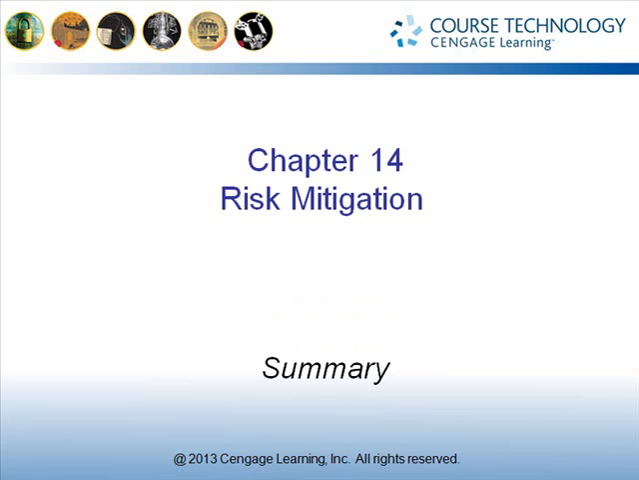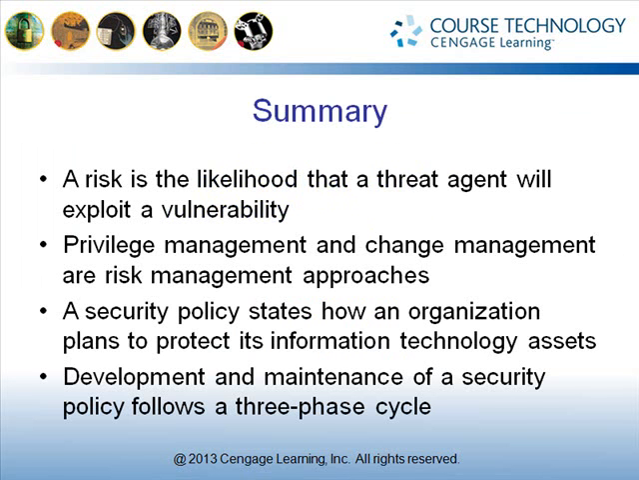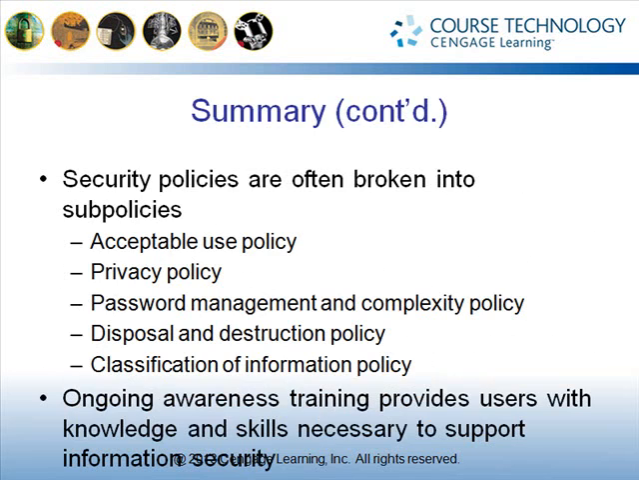Let's summarize what we've looked at in Chapter 14 regarding risk mitigation. We said that a risk is a likelihood that a threat agent will exploit a vulnerability. We've talked about privilege management and change management. We've looked at a security policy and said that it shows how an organization plans to protect its information technology assets. We've looked at development and maintenance of a security policy following a three-phase cycle. Security policies, as we said, are often broken into sub-policies, and here's a list of those sub-policies that we looked at in more detail.